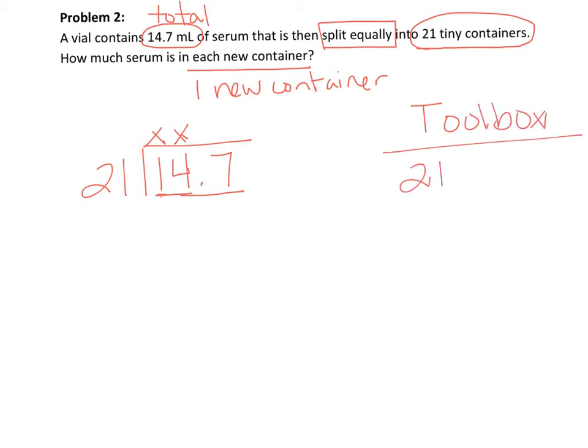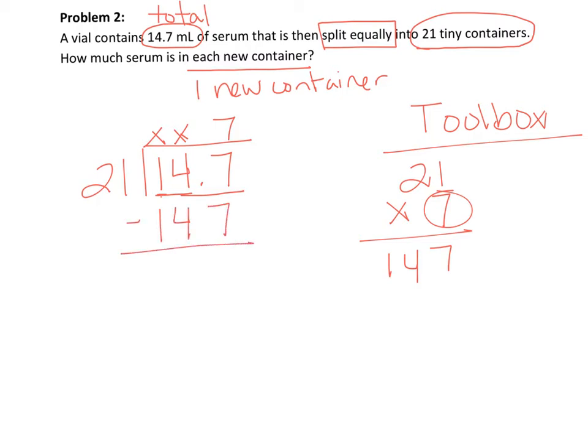So let's do 21 times 7. 7 times 1 is 7. 7 times 2 is 14. So, hey, that's my quotient. So 7 times 21 I already have, 147.